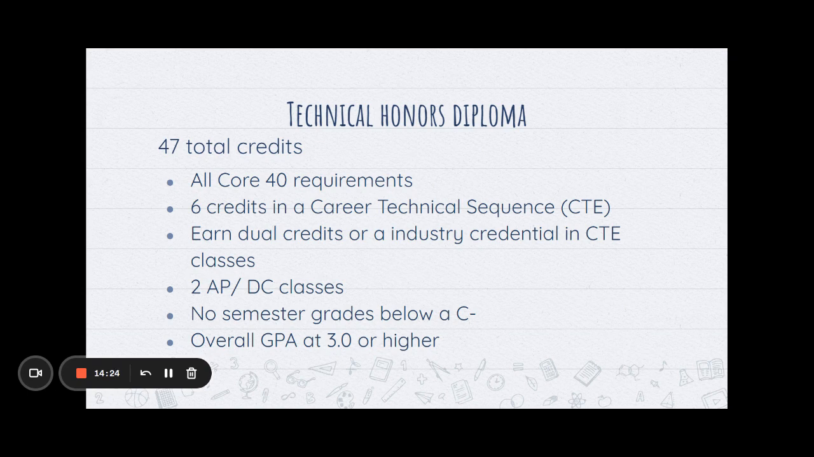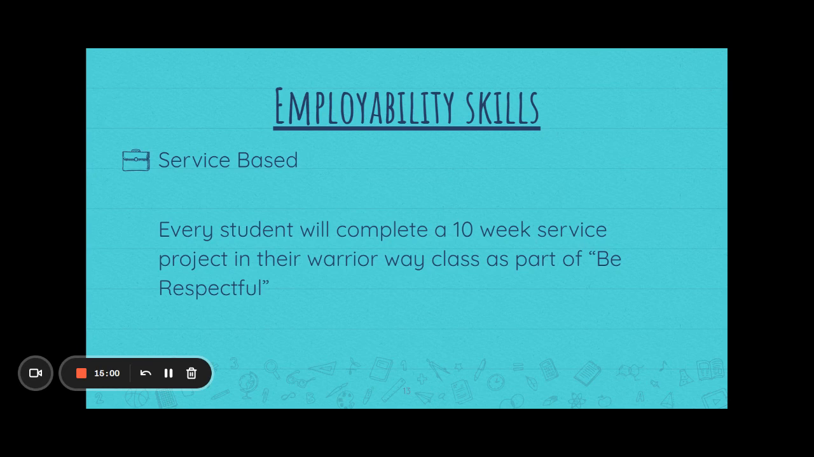To earn the technical honors diploma, you have to do 6 credits in that career technical path, and then you also have to earn college credits or what's called an industry credential in those classes. You also have to do 2 AP or dual credit classes by the time you graduate, and no semester grades below a C-, overall GPA at a 3.0 or higher. So the grade requirement, GPA, and the AP dual credit is very similar to academic honors diploma. We're just swapping out world language, fine arts, and math for career-specific classes. That's all Box 1. You pick a diploma type and you work towards those classes and those credits.